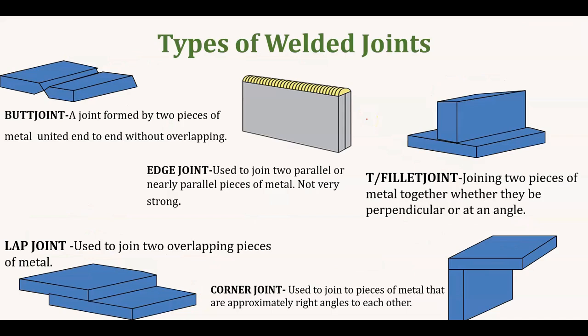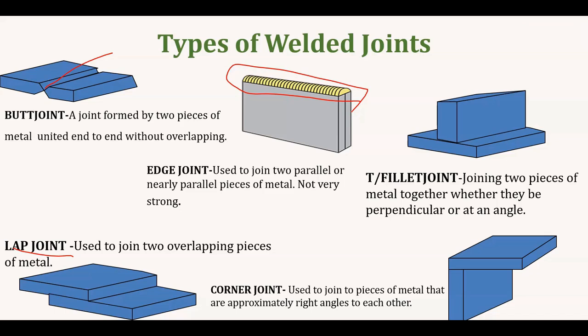And finally, there are five different types of welding joints. The first type of welding joint is the butt joint. It is nothing but joining two workpieces at the end, which do not overlap each other. If they overlap, that is called a lap joint. And if you are trying to weld at the edges, that is nothing but an edge joint.